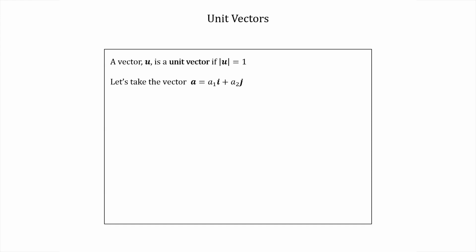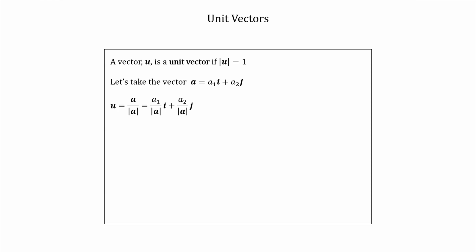So let's define a new vector u equal to a over the magnitude of a, which is of course just equal to a1 over the magnitude of a times i plus a2 over the magnitude of a times j. We'll now show that this is indeed a unit vector by taking its magnitude.